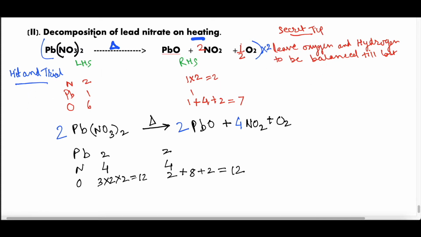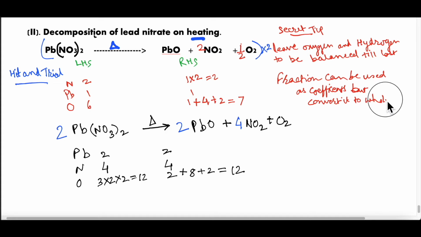So here we have also learnt another secret tip, that fractions can be used as coefficients but converted to whole numbers finally. That is why we have multiplied this whole chemical equation by 2. So this is how we have balanced the chemical equation by hit and trial method.